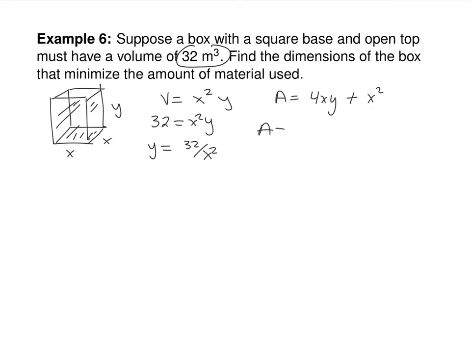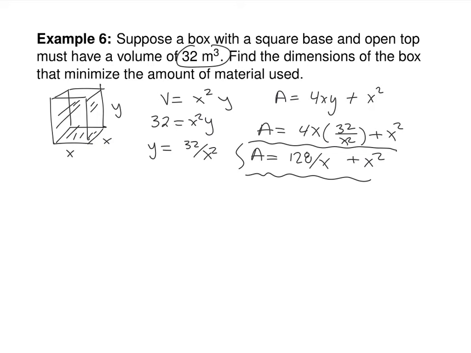And so your area equation is 4x times 32 over x squared. And before you take a derivative, simplify it. What does that simplify to? Plus x squared. So there's your area equation.